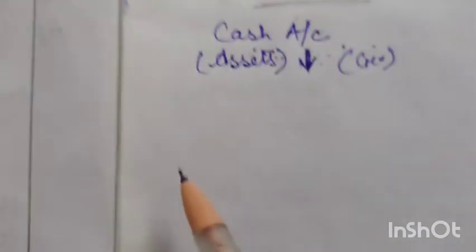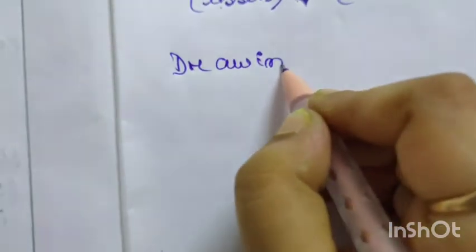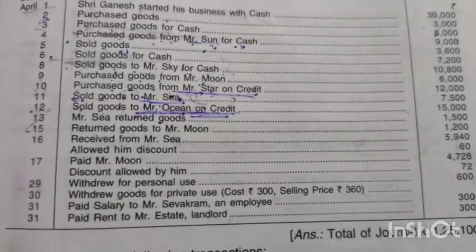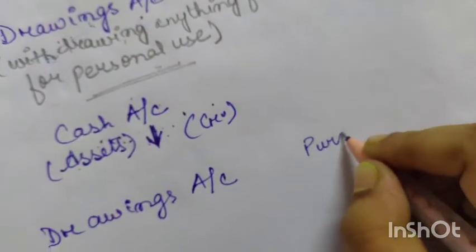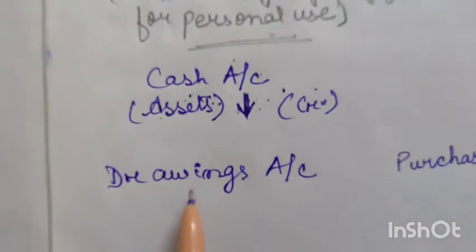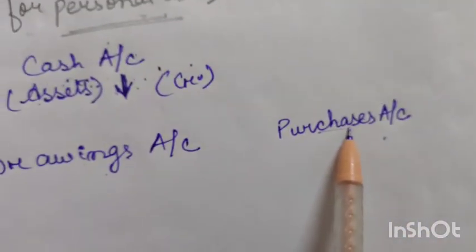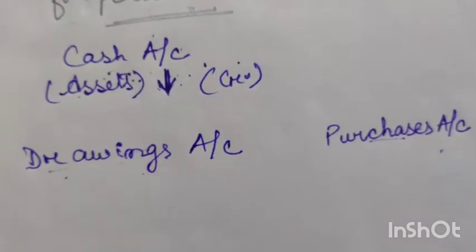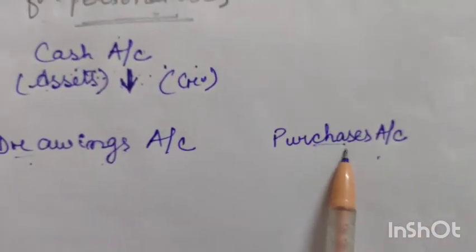Drawings account. Okay, so here we will open, once again, drawings account, since we have withdrawn something. Now that something is goods. Whenever we withdraw cash, we open the cash account, but whenever we withdraw goods, we need to open the purchases account. Don't forget. Since we are withdrawing for private use, we will open drawings, and since we are withdrawing goods, we have to open purchases account.